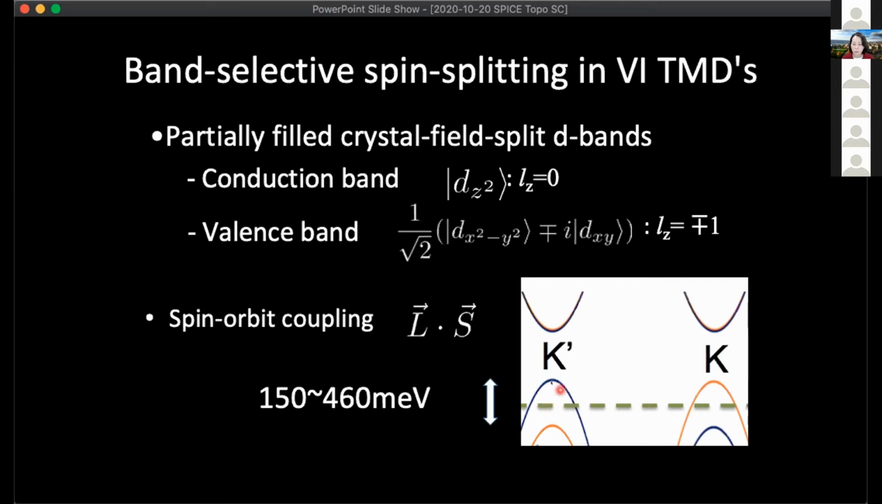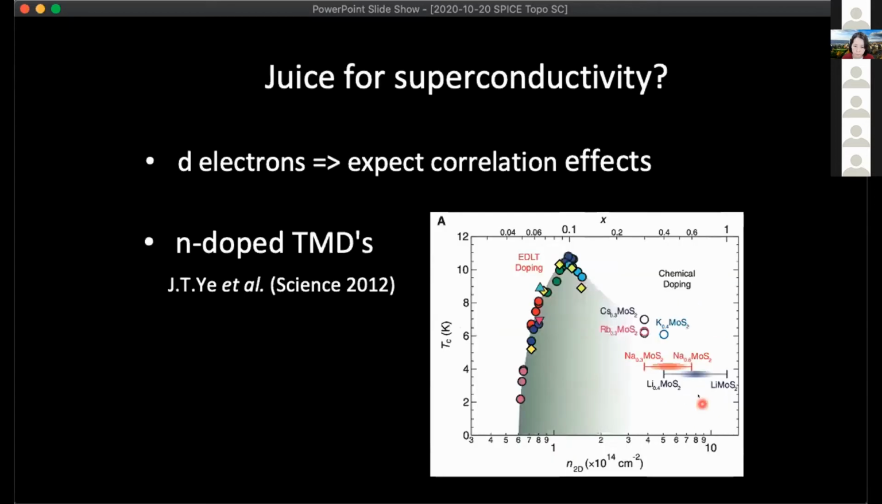And what's noticeable is that between the two valleys, valley K and K prime, that are related to each other by inversion, because the system lacks inversion symmetry, they have actually opposite spin splitting. So if you put the chemical potential in this window, you end up in a situation where you have one spin species for one valley and the opposite spin species for the other valley. You have a spin-valley locked system.